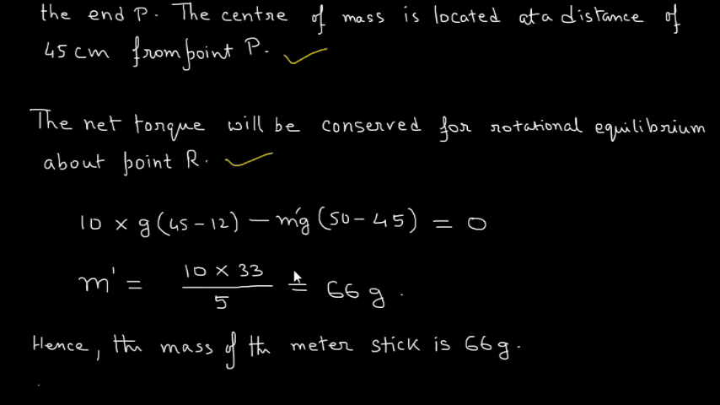10 multiplied by g (45 minus 12) minus m dash g (50 minus 45) is equal to 0 at equilibrium. So m dash is equal to 10 multiplied by 33 upon 5, which is equal to 66 gram. Hence the mass of the meter stick is 66 gram. So this was also very easy. Let us move to the next question.